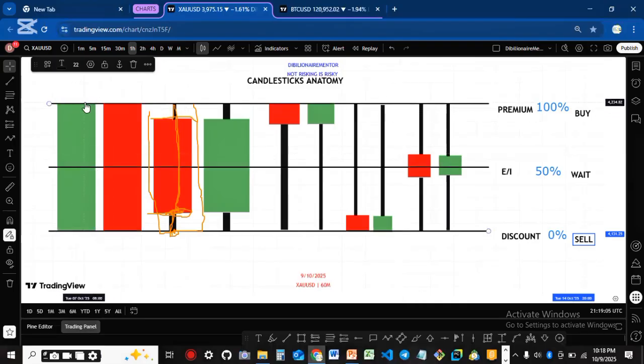So when this closes above the 100%, you have to engulf it. It simply means you have an extreme buying case here because it's closed above this 50% or equilibrium.